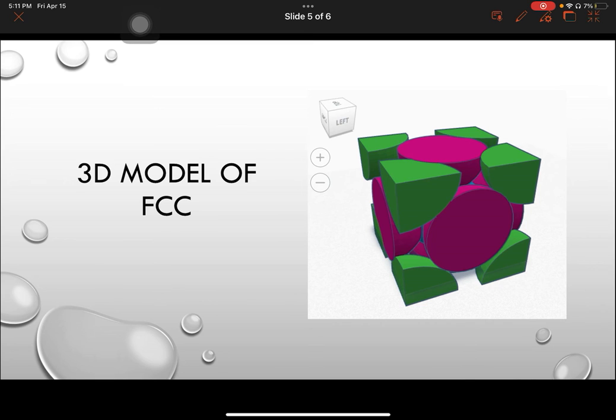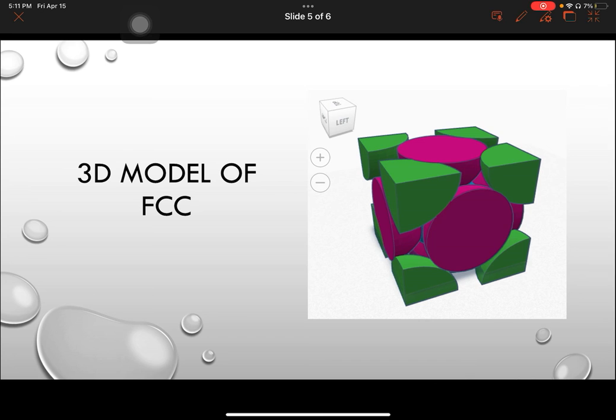Next I want to talk a little bit about my 3D model. I decided to do a 3D model of FCC just because I thought it was a really interesting structure and that it's used so much in our daily lives, and nobody really thinks about it unless they're like us, chemical engineers, where it's our job to study these things. I thought it was pretty simple, but also really interesting that it works as well as it does.